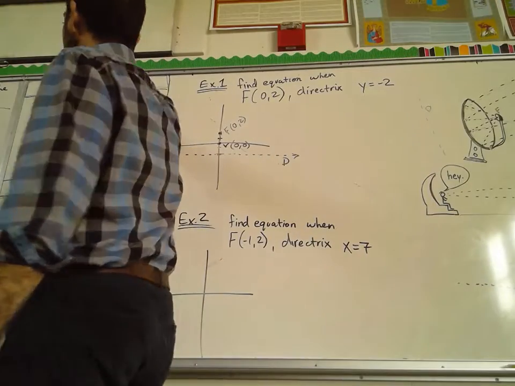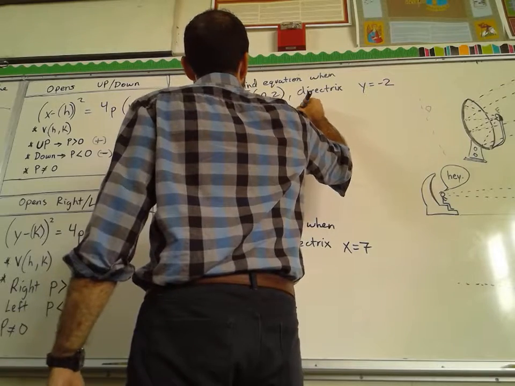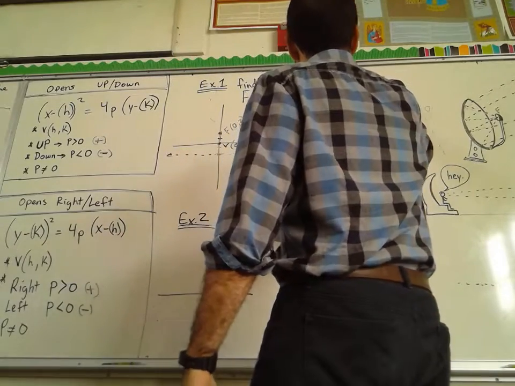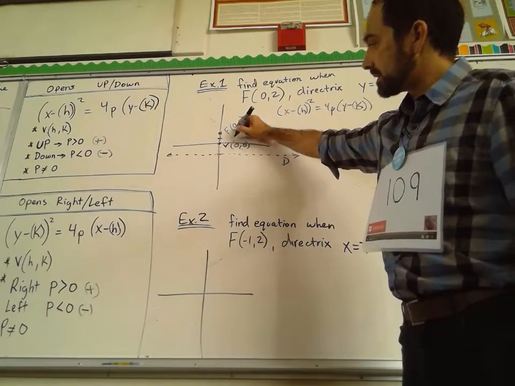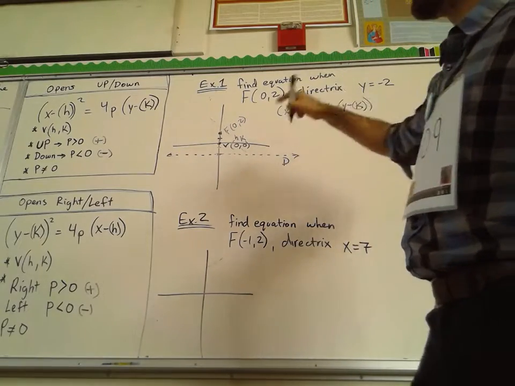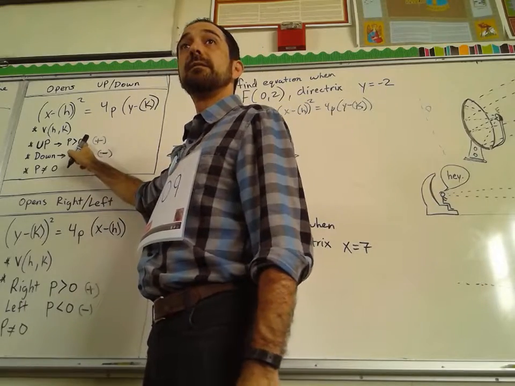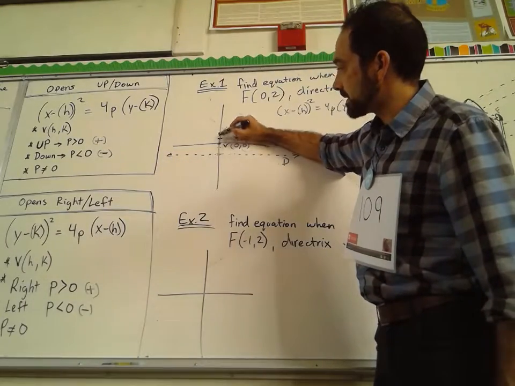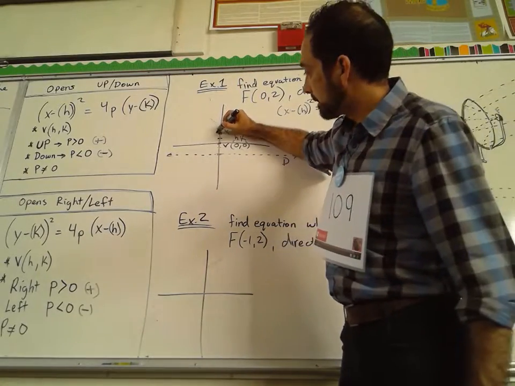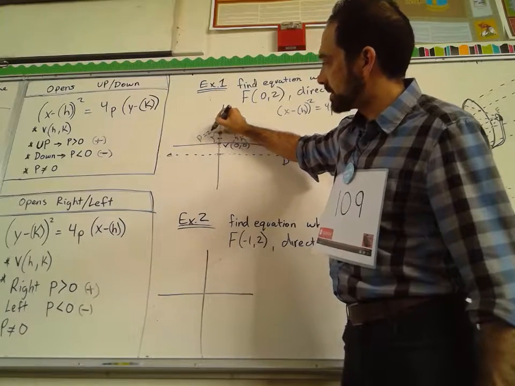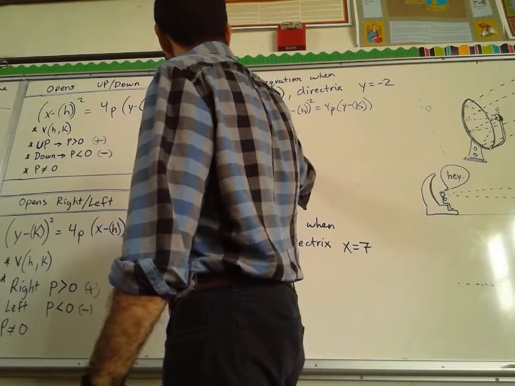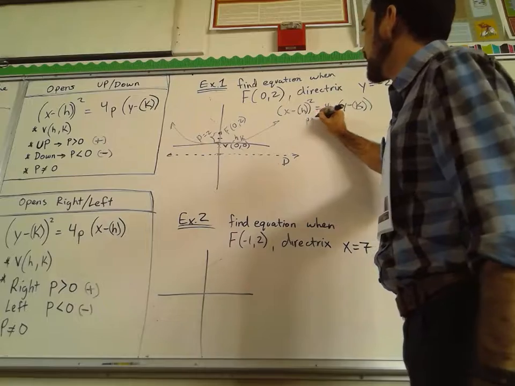So I'm going to copy this equation down: (x − h)² = 4p(y − k). My vertex tells me what my h and k are, so I'm going to put zeros in there. It opens up, and if it opens up, p is positive. What is my p value? How far is it between the focus and the vertex? It's going to be the same on both sides. p equals 2. I know that p is positive because it's opening up. I can see it's going to open up like this. So p is equal to positive 2.